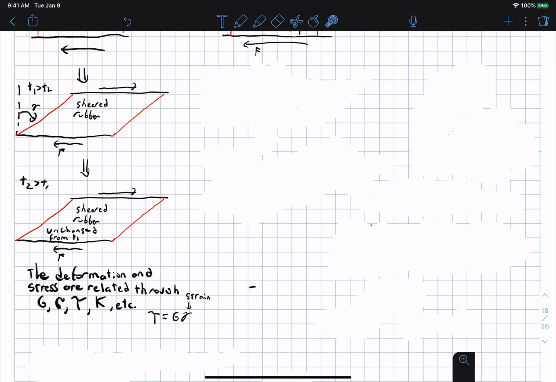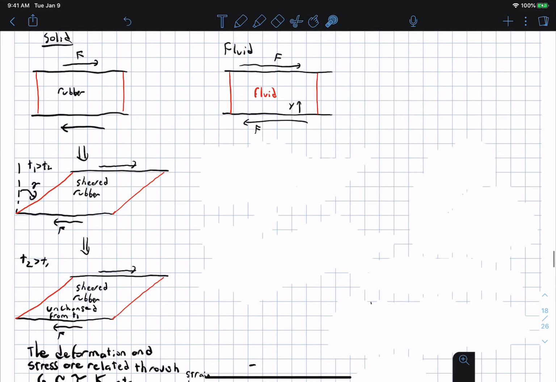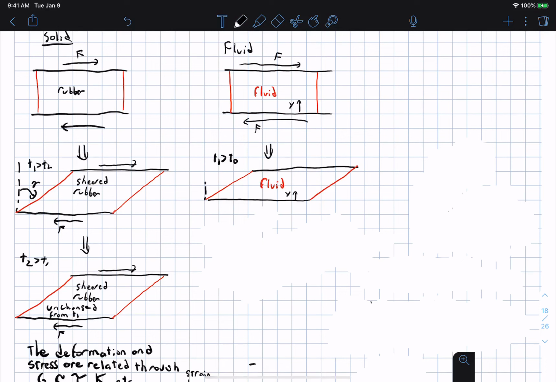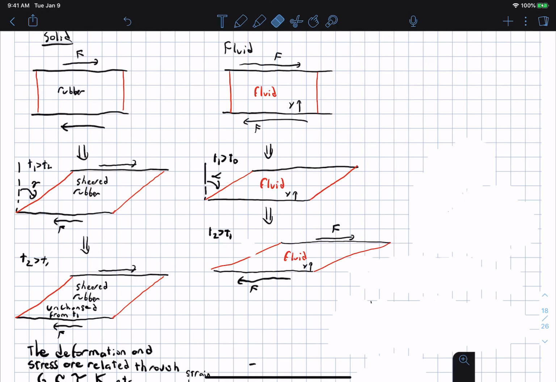Now for a fluid, the picture is a bit different, because again, remember, fluids are materials that continuously deform. So if I apply a shearing force to the fluid, just like the solid, it will deform, and it will basically rotate by some angle gamma. And actually for a fluid, I'm going to call it alpha. Okay, but unlike a solid, if I keep applying the force and time keeps going on, what happens is it deforms even more.